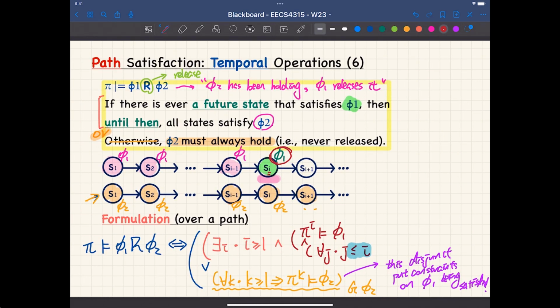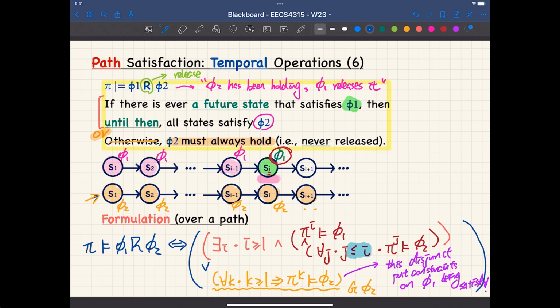Okay. And then after this, we're going to say pi j satisfies phi 2. Boom. All right. So guys, any question about the formulation?